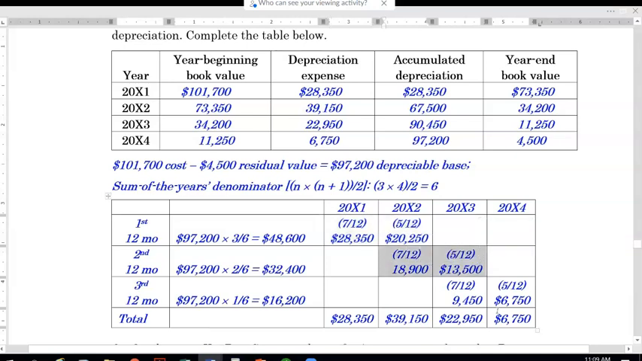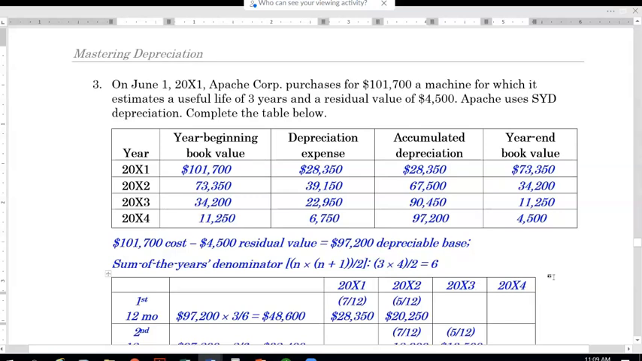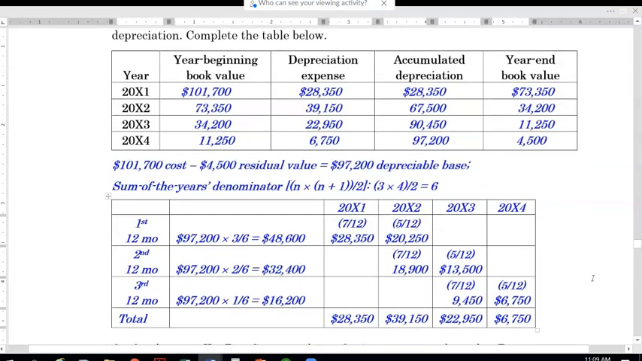So you see, it's separated into 2 years because we purchased this on June 1st. So you need to be a little bit careful on this, okay? It's very easy to make a mistake.